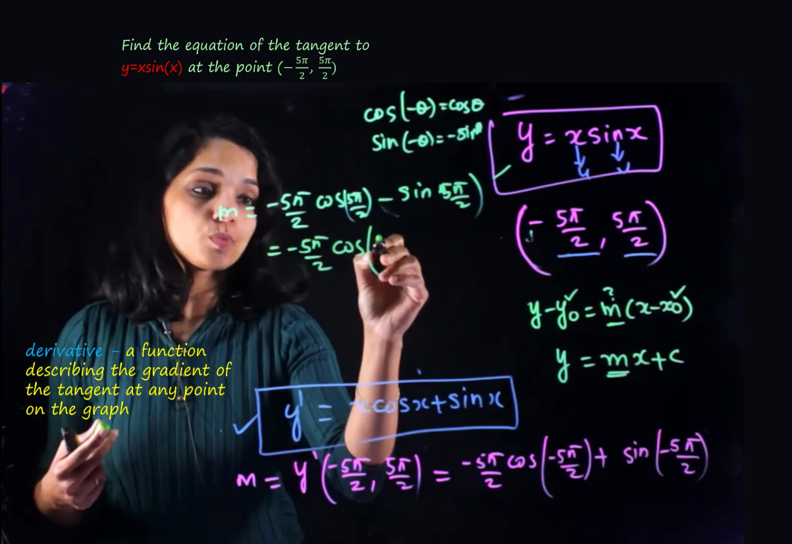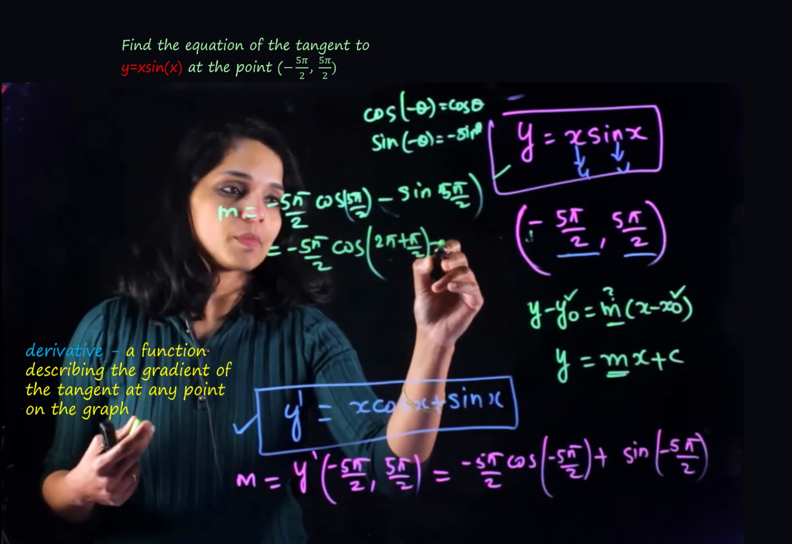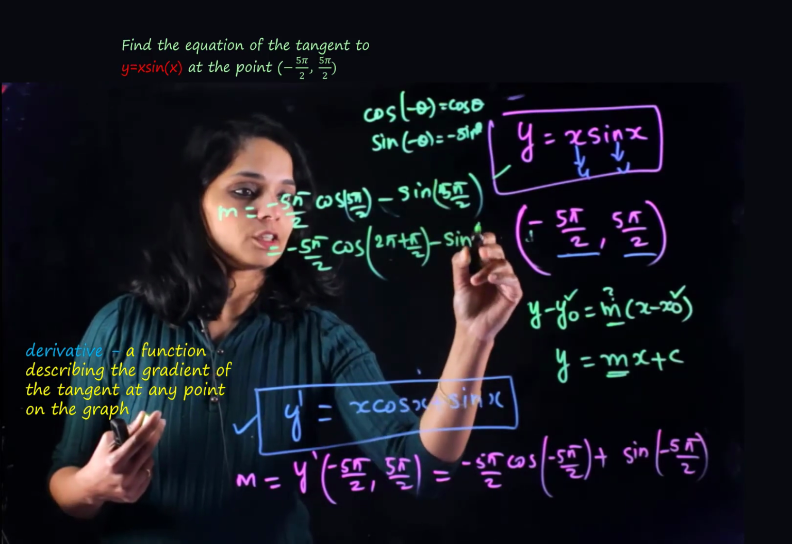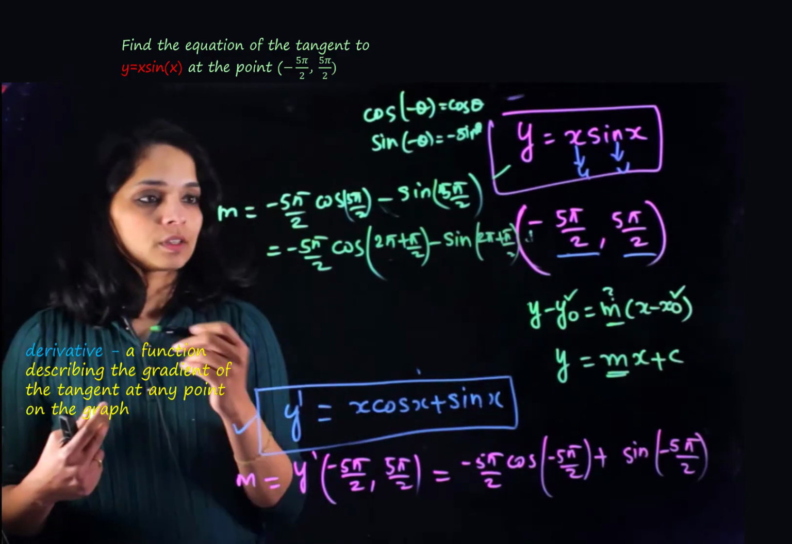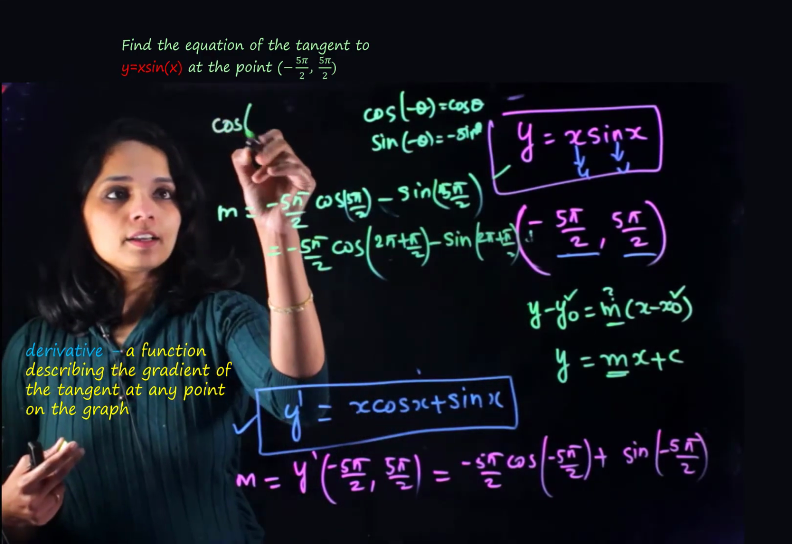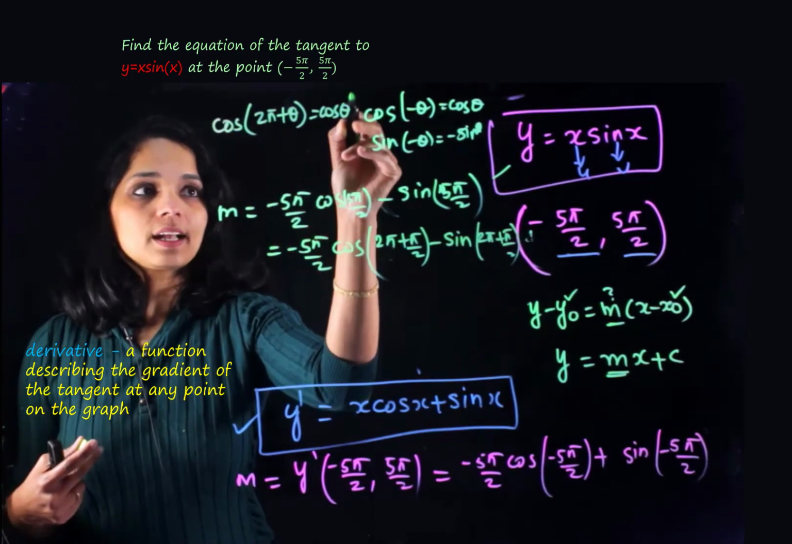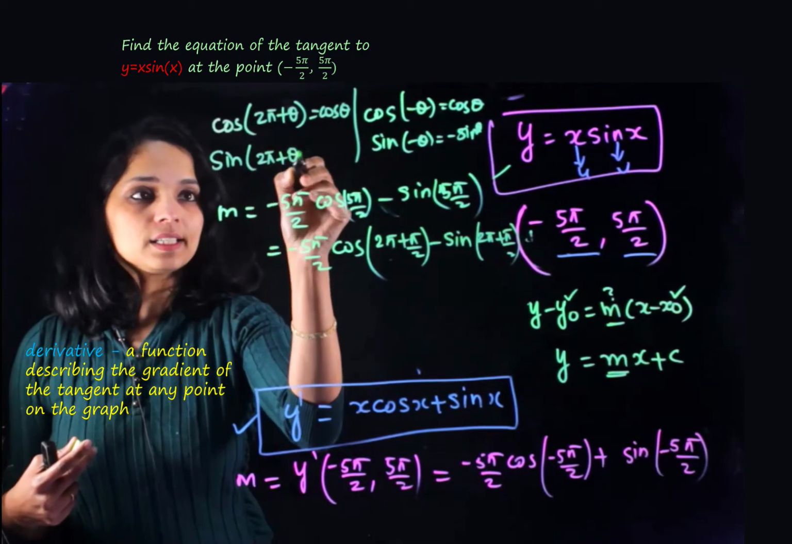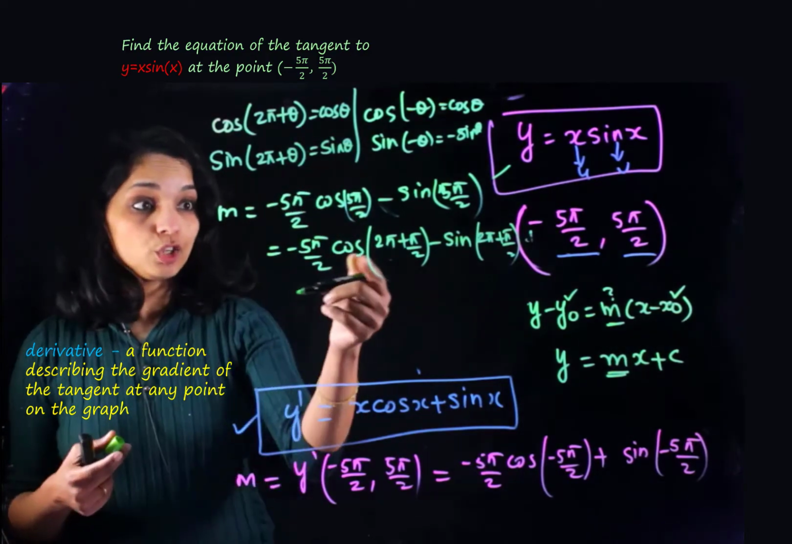So this then can be written as minus 5 pi on 2 cos 5 pi on 2, and 5 pi on 2 can be written as 2 pi plus pi on 2, right? And then minus sine of 2 pi plus pi on 2. Okay, so cos of 2 pi plus theta equals cos theta. That's another identity we can use. And also sine of 2 pi plus theta equals sine theta. So these are the two identities that are useful in here.